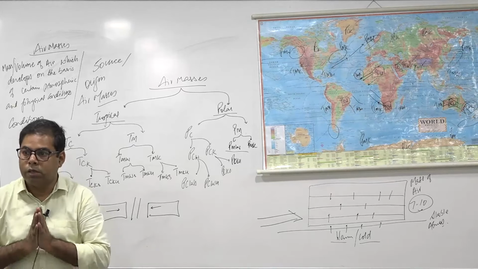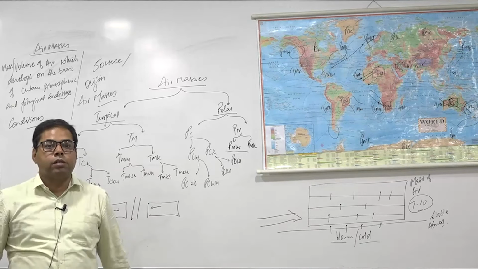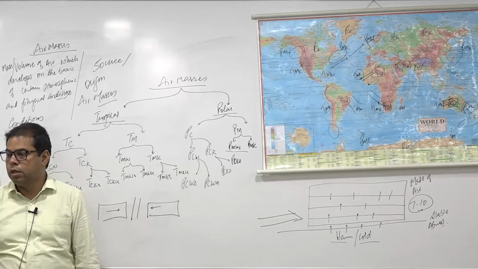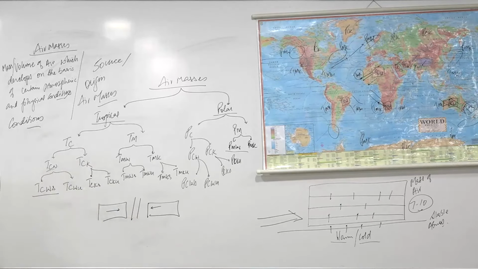Where it will happen? कहाँ होगा? Which region in the world, on the globe? Which region in the globe? Temperate zone. So क्या बन रहा है वहां पर? Cyclone हो रहा है, right? So that is called the temperate cyclone, right?